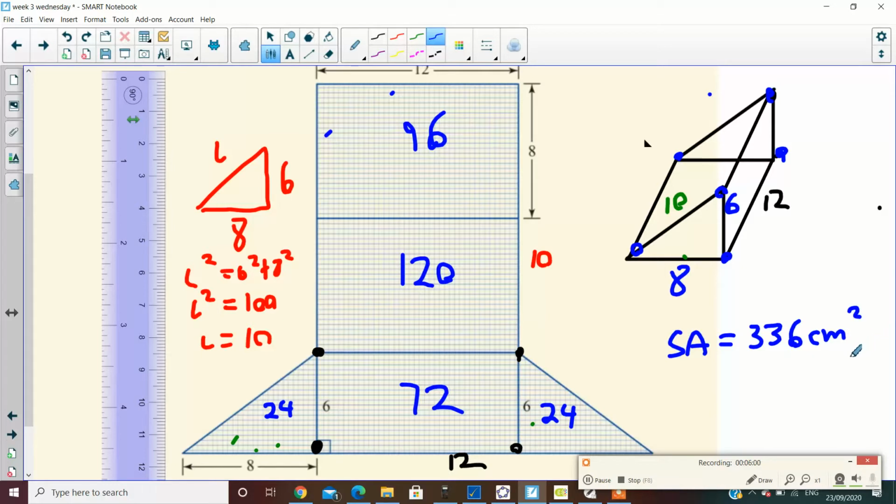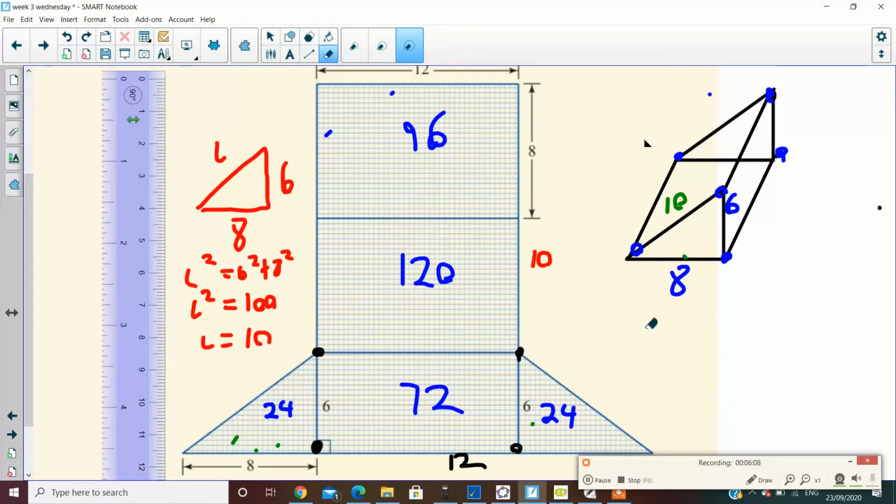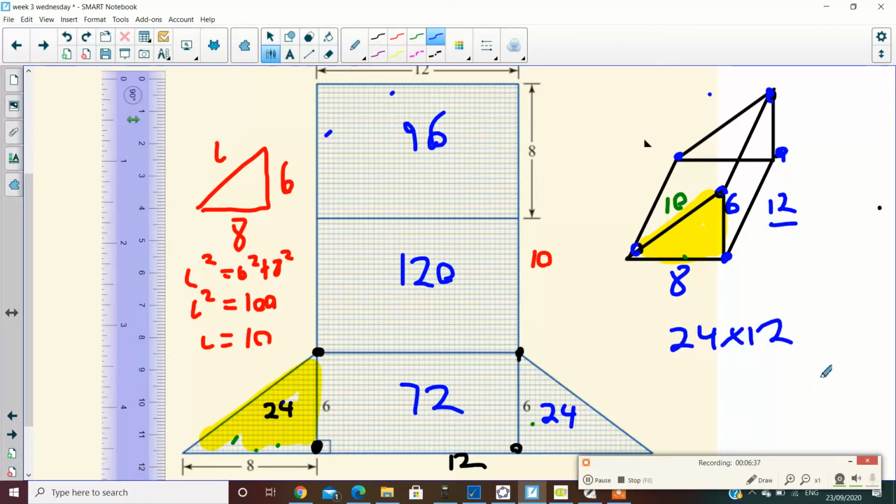All right. How do you do the volume? Anybody care to tell me how you do the volume? You get the area of the face and then you multiply it by the distance it goes backwards. Yeah? What's the area of the face? We already have the answer. What's the area of the yellow triangle? 24, isn't it? And how deep do you go? So 24 multiplied by 12, 288.